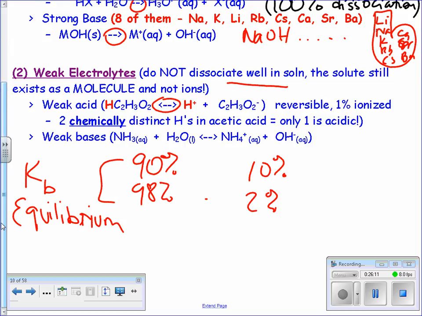So this right here is what? Acetic acid. Acetic acid, was it one of those 6? No, so it's weak. So anything that's not on the list of 6 is a weak acid. So give me another example of a weak acid. Okay, so hydrofluoric acid is weak. Give me more.